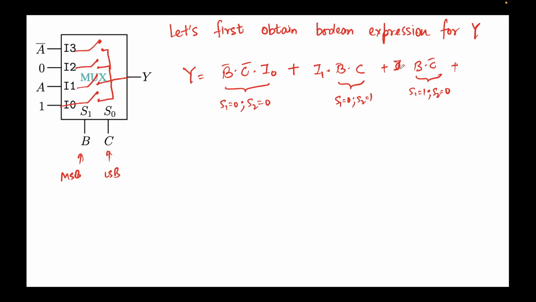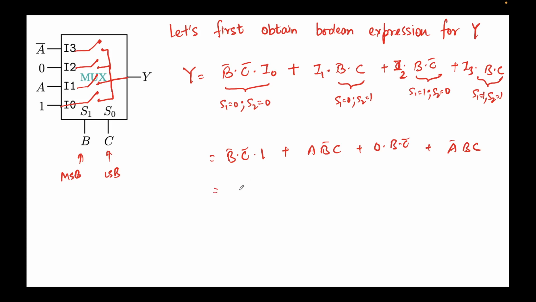Or let's write it I2. Finally, when will I3 come? I3 will come when both the select lines are high. So let's write this, S1 equal to 1, S0 equal to 1. So I3 times B times C. These are the 4 cases, and the plus sign denotes that only one of these will be closed. Let's now simplify this. So this will be B bar times C bar. The value of I naught is 1, so I'll put 1 here, plus the value of I1 is A B bar C, plus 0 times B times C bar, since the value of I2 is 0, plus the value of I3 is A bar B C.